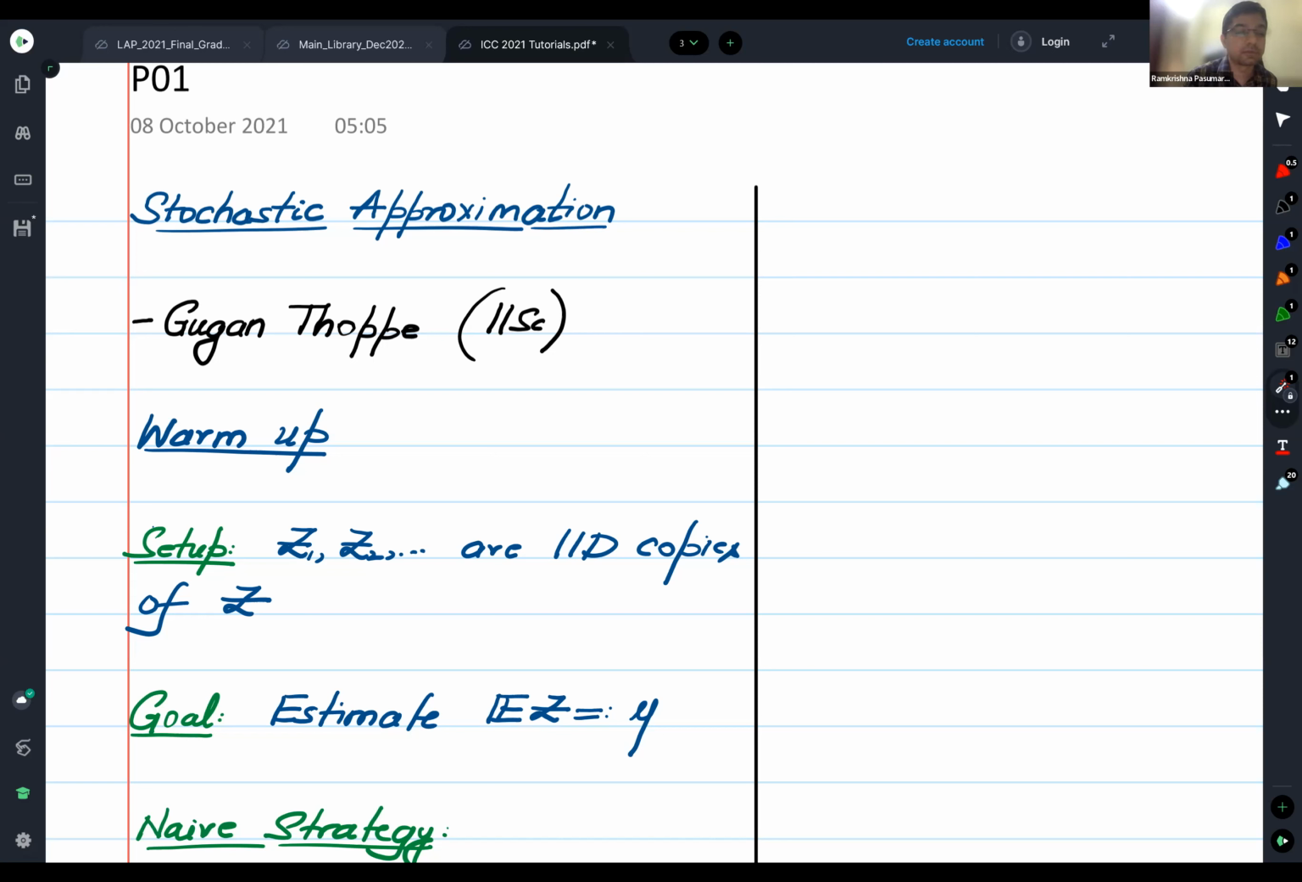You can get started. So hello everyone. My name is Gugan Thope, and today I'll be giving a very loose introduction to stochastic approximation. This is part of a tutorial on stochastic approximation and reinforcement learning. Today's session will be dedicated to stochastic approximation, and the sessions tomorrow and the day after will be dedicated to reinforcement learning. Today's session will be conducted by me, and the sessions tomorrow and on Wednesday will be conducted by my colleague, Professor Shalabh Bhatnagar.